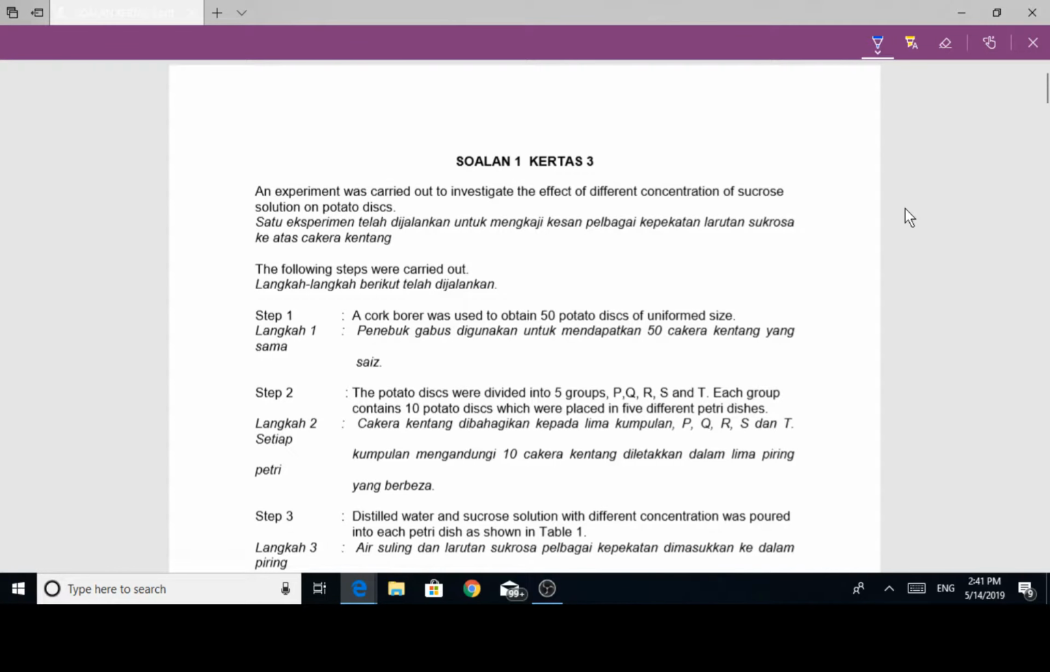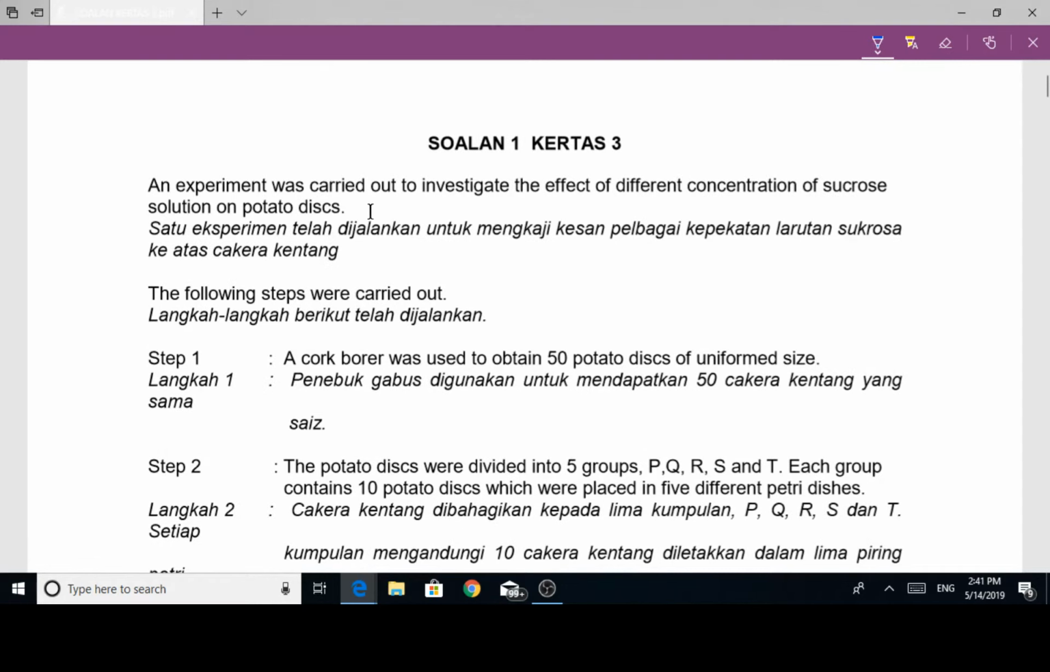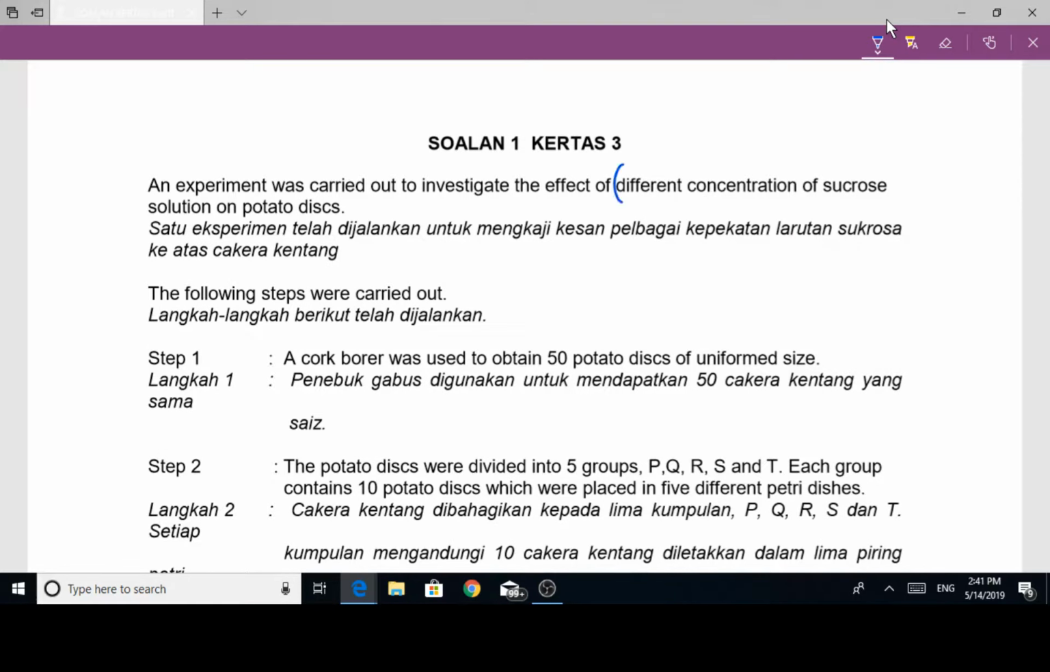Hi everyone. Today we are going to look at how to answer paper 3 question number 1. So let's start by reading the question. An experiment was carried out to investigate the effect of different concentrations of sucrose solution on the potato disc. So from here basically we can start to guess. Perhaps the concentration of the sucrose solution will be the MV, and what happens to the potato disc should be our RV. Right, so this is our initial impression on the RV and MV.